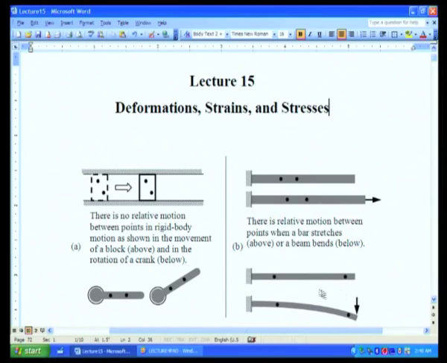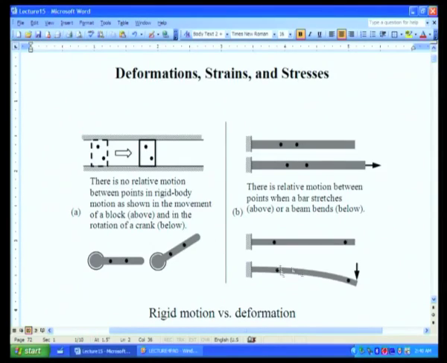Likewise, if I take the same body, I indicate 2 points on it and I apply a force in this direction. When I do that, then this bar is going to actually bend. We call such a thing a beam. A beam under the transverse force, that is the force acting in the direction perpendicular to the axis of the beam, will bend. When it bends, the distance between these 2 points would have changed. So, that is also not rigid body motion.